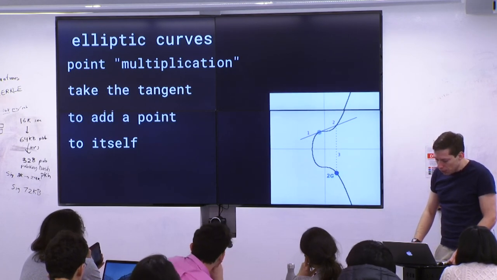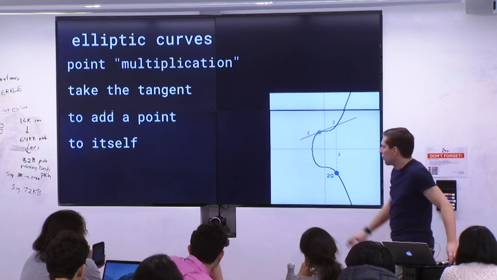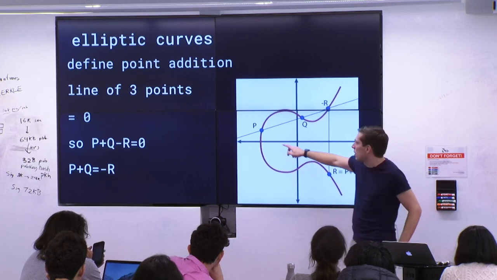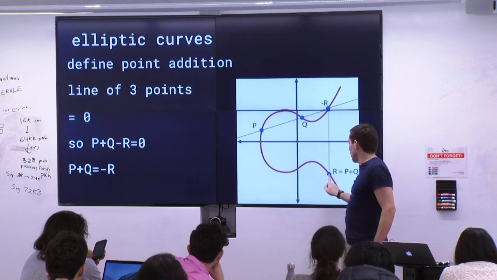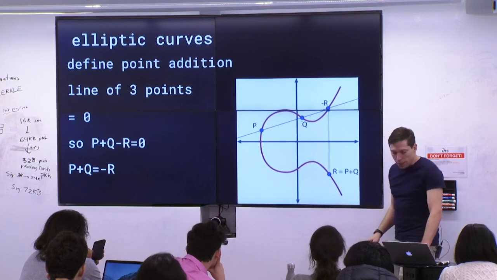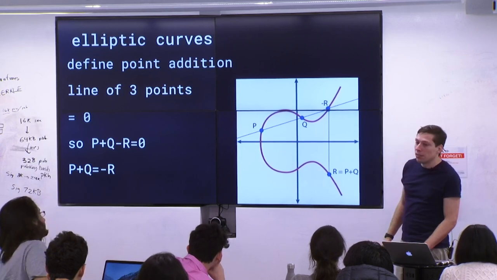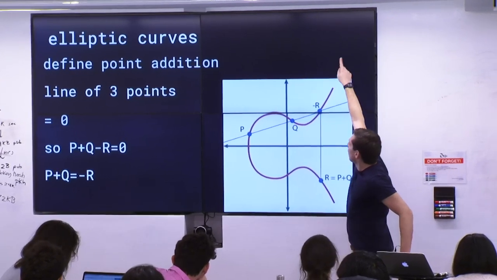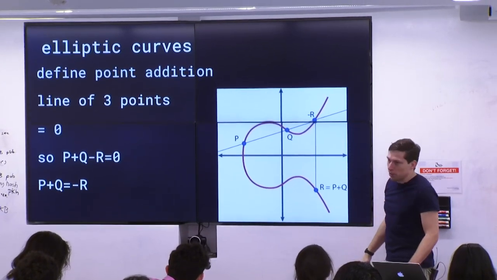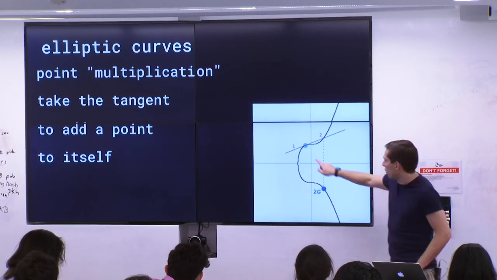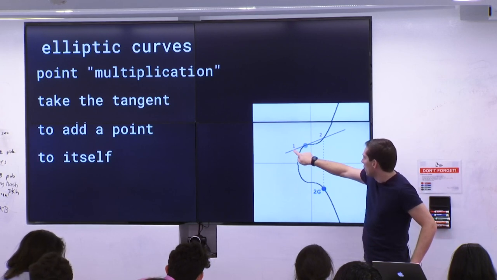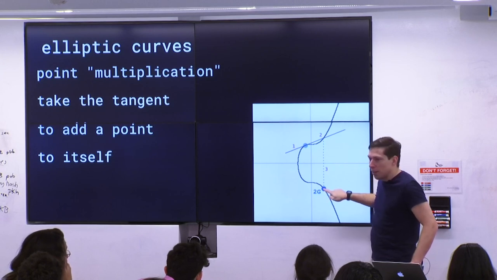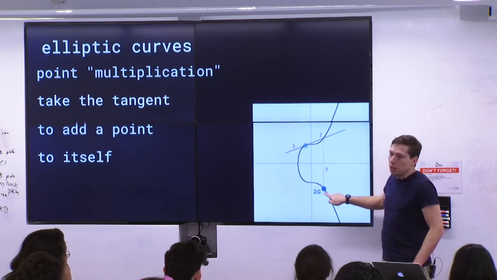When you want to multiply a point, you can, because you can take a tangent. So you can add these points, right? I can say, okay, I want the sum of P and Q, which will be down here, R. I want 2P, for example. Well, with 2P, I can take a tangent and then find where it intersects and then go down below the curve. So for example, if this is G, I say, okay, G starts here, take the tangent, find where it intersects, and then drop down, and this is 2G.